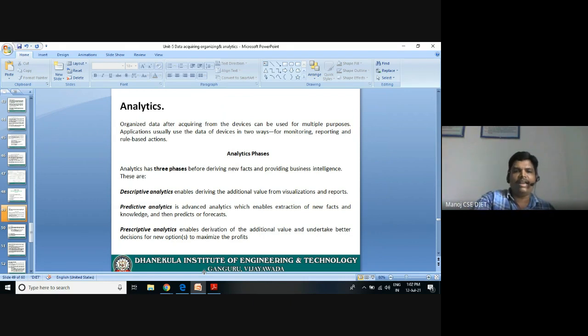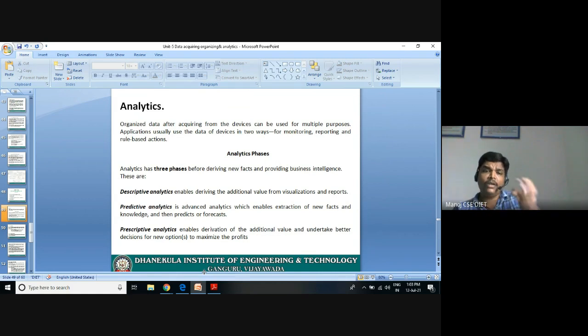So coming to predictive analytics, it is advanced analytics when compared to descriptive analytics, which enables extraction of new facts. We support BI for giving the business intelligence. There, we need to extract the new facts and knowledge, and predict and forecast. Predictive analytics, as the name itself represents, predicts and forecasts for the sake of our enterprise and business intelligence.